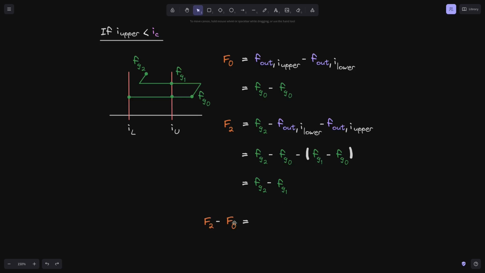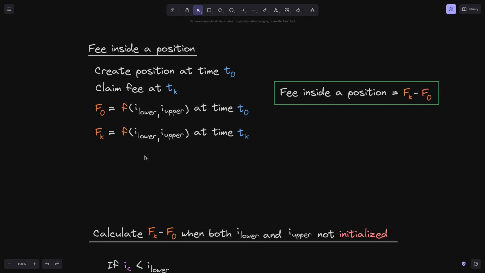And lastly, f2 minus f0. f0 is equal to 0, and f2 is equal to fg2 minus fg1. So f2 minus f0 is equal to fg2 minus fg1. Okay, does this equation look correct? Well, looking at this graph, we can see here that the fee growth inside must be equal to the difference of fg2 and fg1. So this is the fee growth inside when the two ticks were initialized below the current tick.